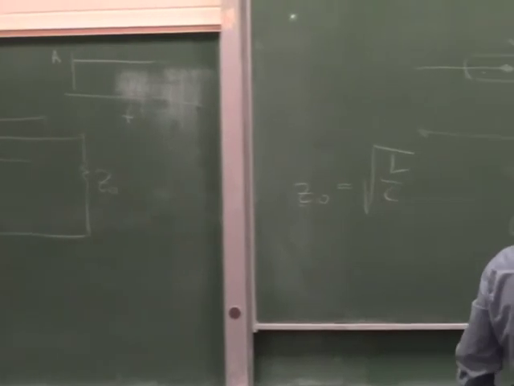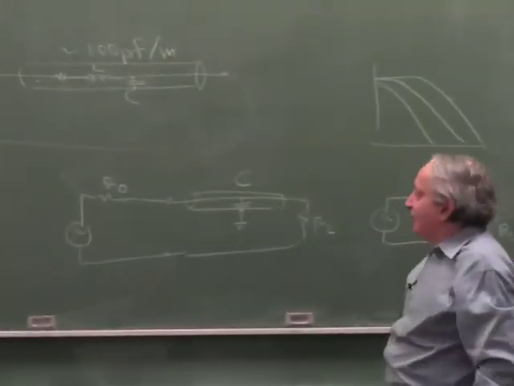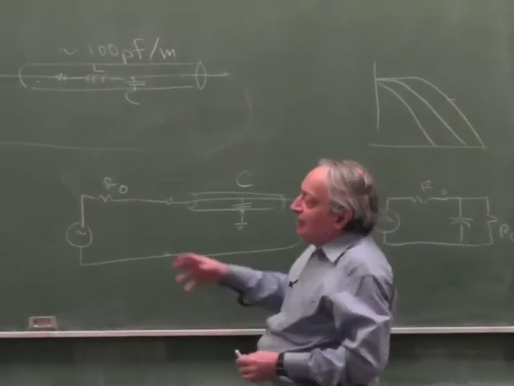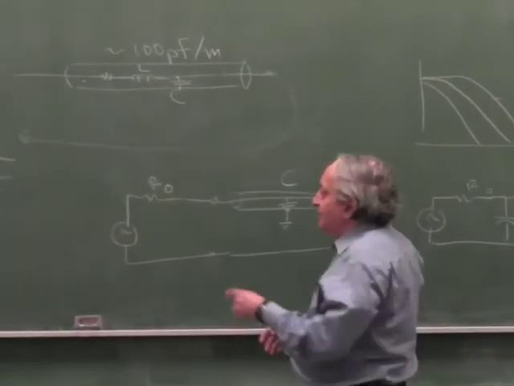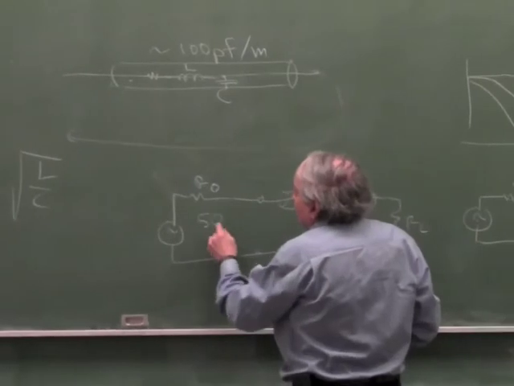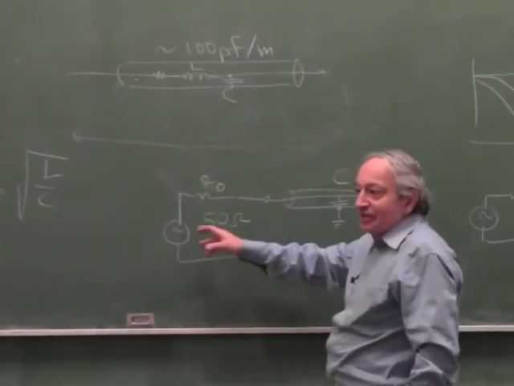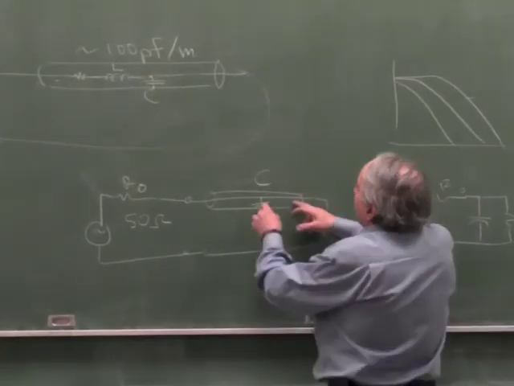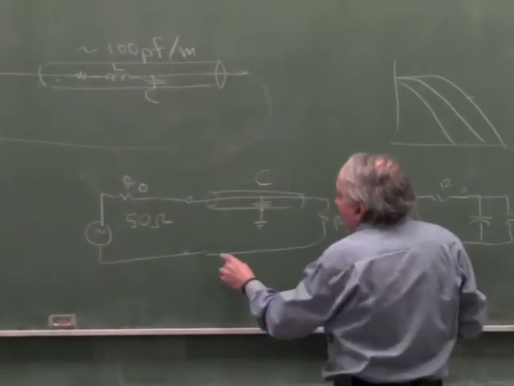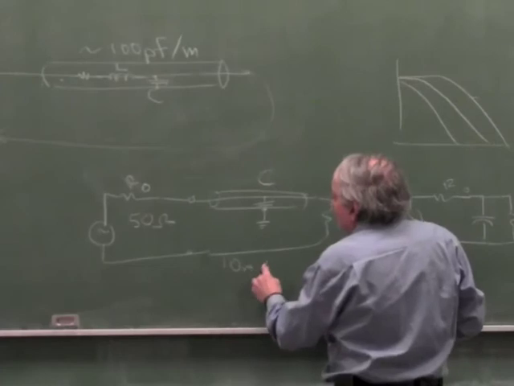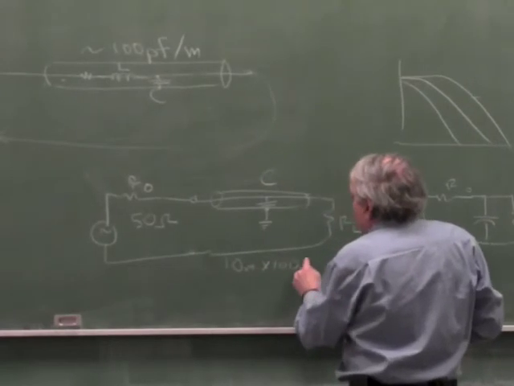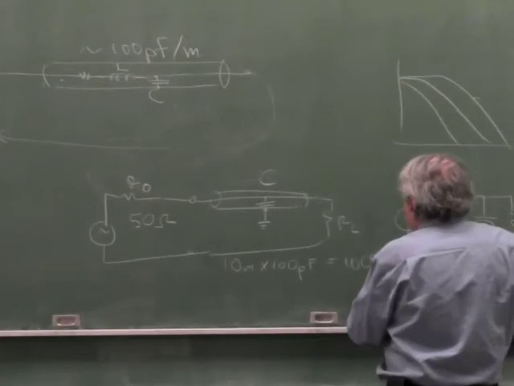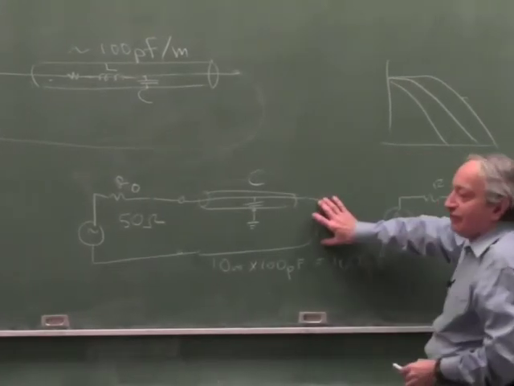But here, if I took real numbers, to make it very simple, I take a function generator. All these things typically have a Z out of 50 ohm, because they're designed to drive coax. Okay? And say I connect to it 10 meters of cable, at 100 pF per meter. So I'm getting a 1,000 pF load. And let's say this other impedance is very high, let's say infinity.